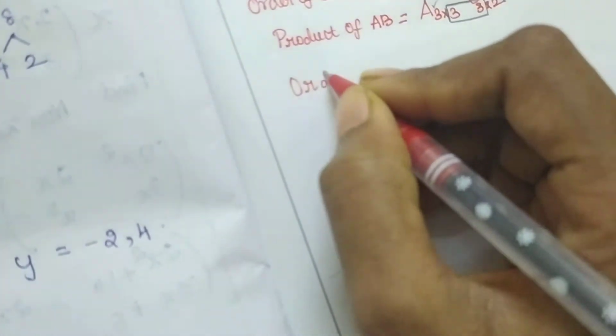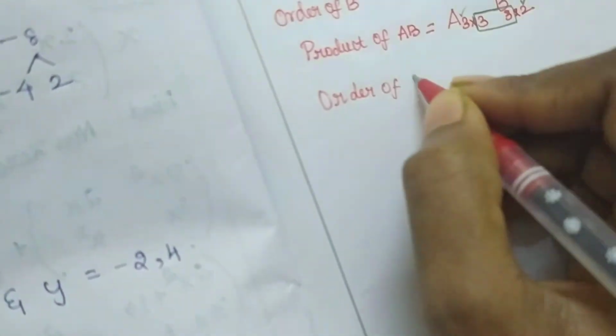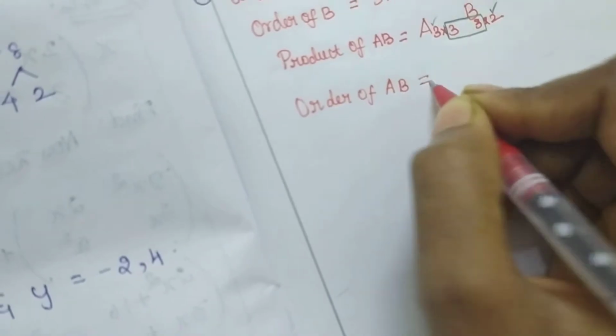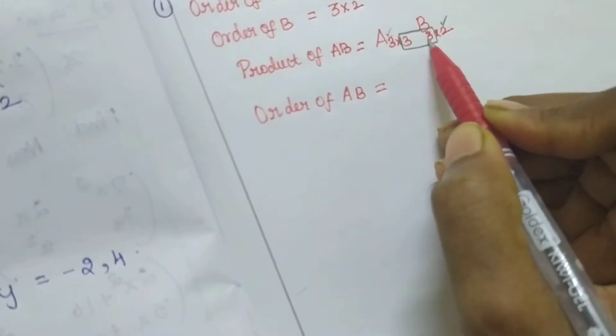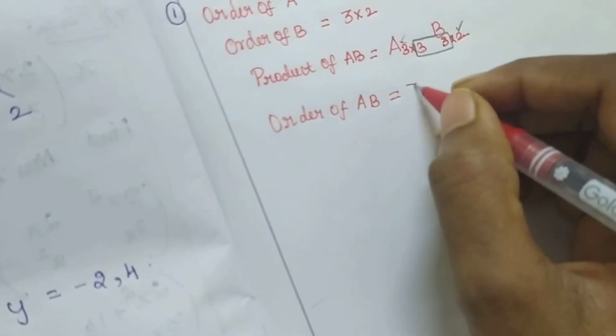So the order of product AB means, what is the order of AB? The balanced term is, I take it in pencil, right? If it is equal only, you can move this strip. So 3 cross 2, you have the answer.